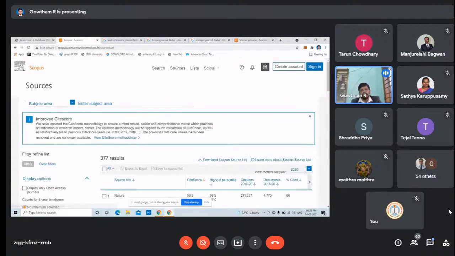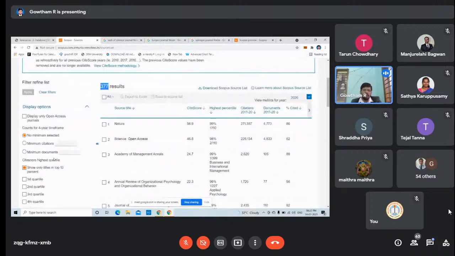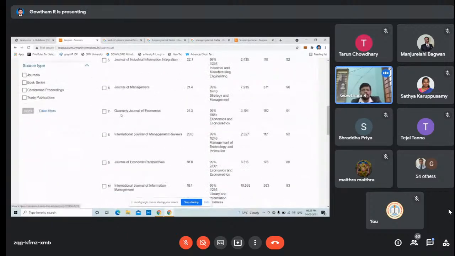Once you click apply, you see 3150 was there. Now it has been brought down to 377. These are very high quality journals, very top tier journals. So that is another aspect. If you are really targeting very high quality journals, you can always filter this and look for them. So now you got 377 coming up.